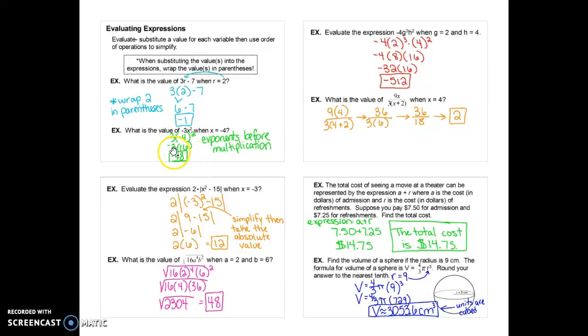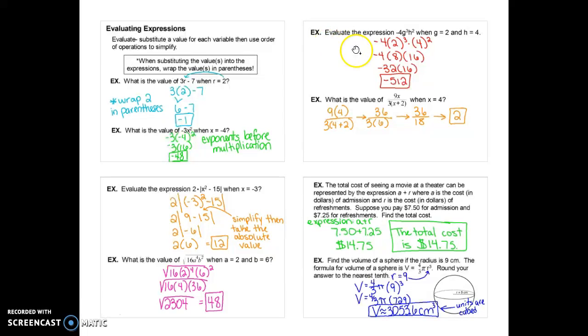Carry down your negative 3. These are being multiplied together. You know that because there is no symbol in between the negative 3 and the parentheses, so that means it is multiplication. Negative 3 times 16 is a negative 48. Okay, so your final answer is negative 48.